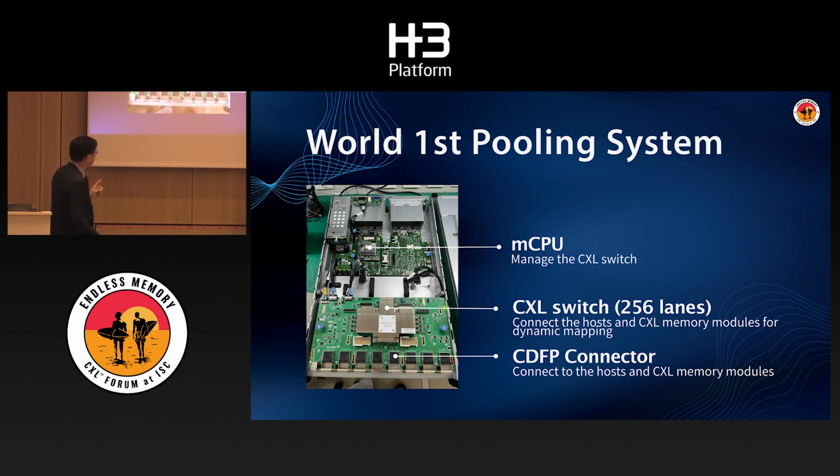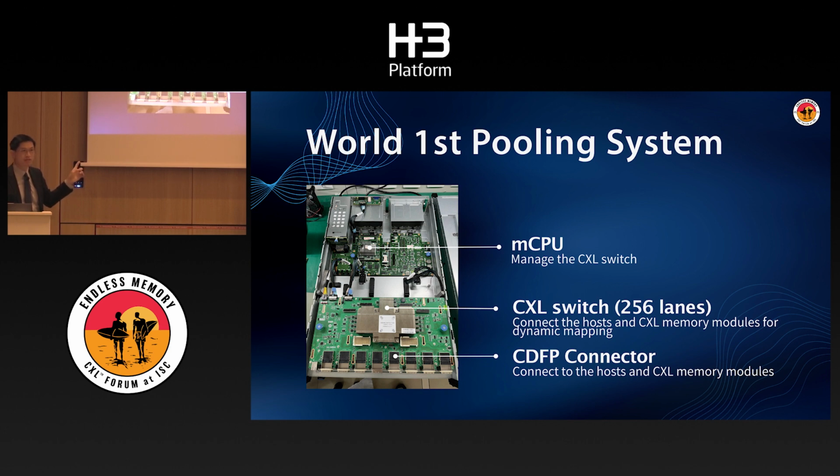We based this on the SCON 256 CXL switch. So there's a switch to connect to the host and also the CXL memory modules. And then there's one MCPU. The MCPU has the fabric manager. They can do the memory mapping to the host. And all these CDIP connectors are connected to either the host or the memory module chassis. This is the first unit.